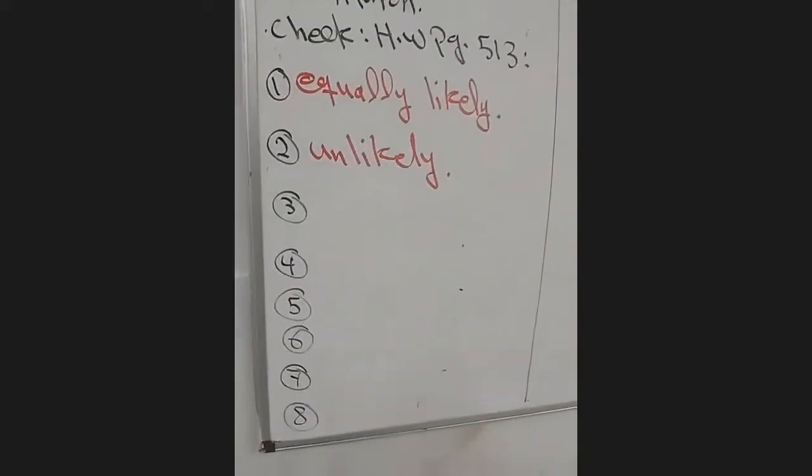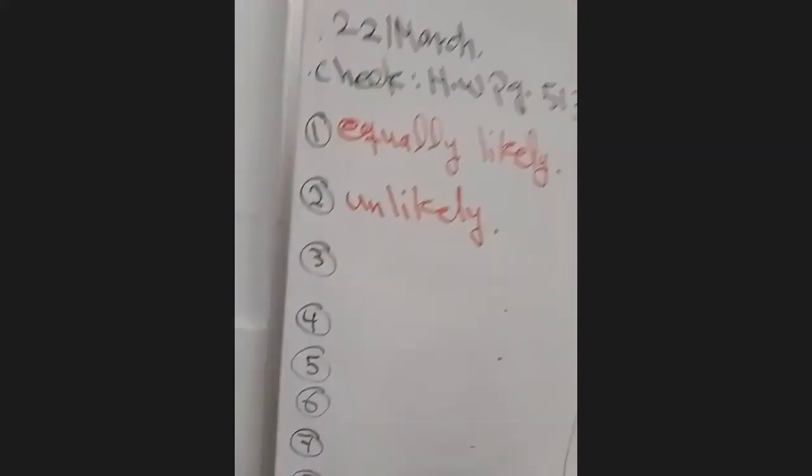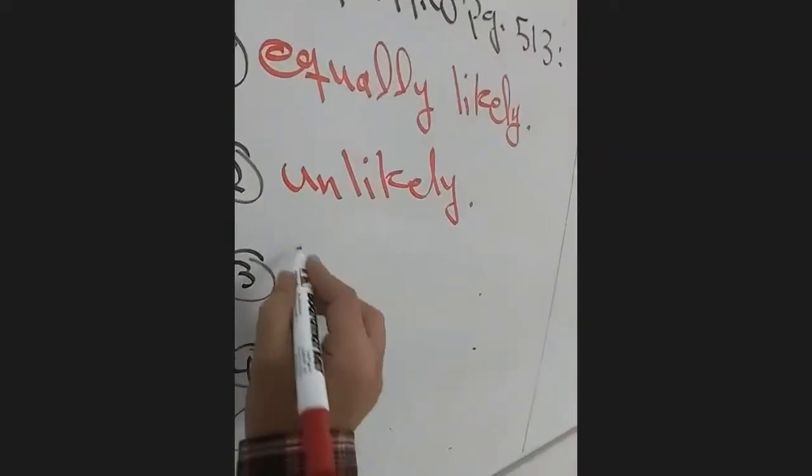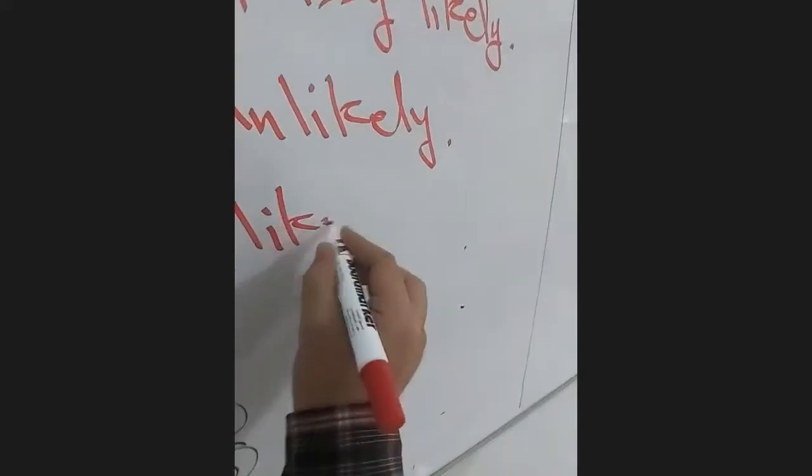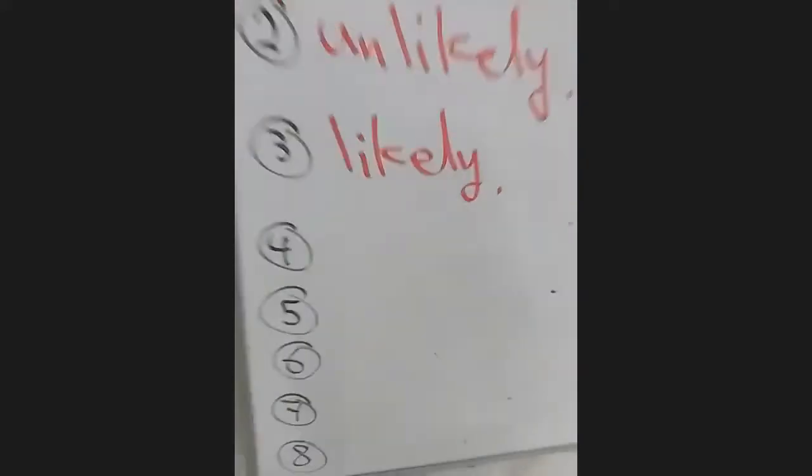Question 3, Iyad. The spinner landing on dog or cat. Likely. Dog or cat, guys, we have 5 out of 6. It has a big chance to happen, right? So it will be likely. Excellent. Question 4.